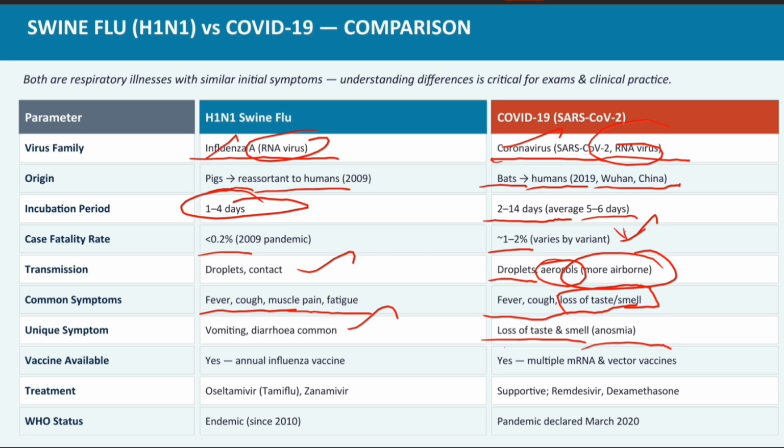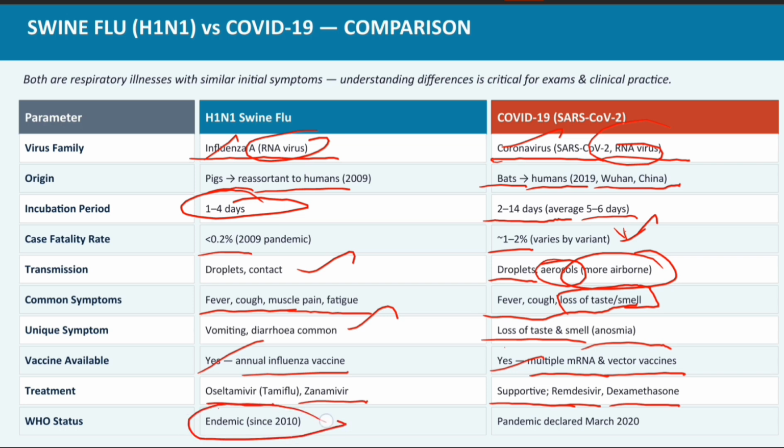So vaccines are available for both. For influenza, there is an annual influenza vaccine. For COVID, multiple mRNA and vector vaccines are available. Treatment: oseltamivir and zanamivir are the treatment for swine flu. For COVID-19, supportive care, remdesivir and dexamethasone are the treatments.